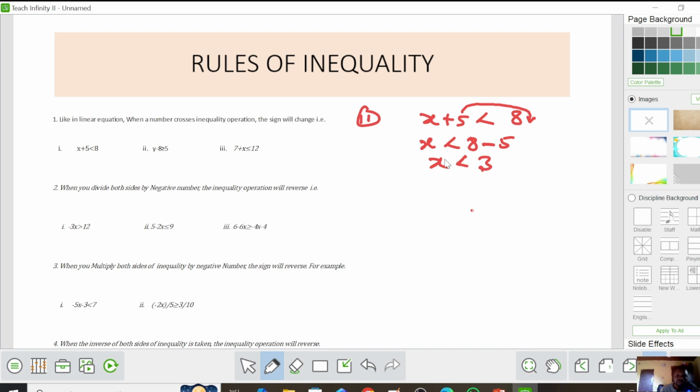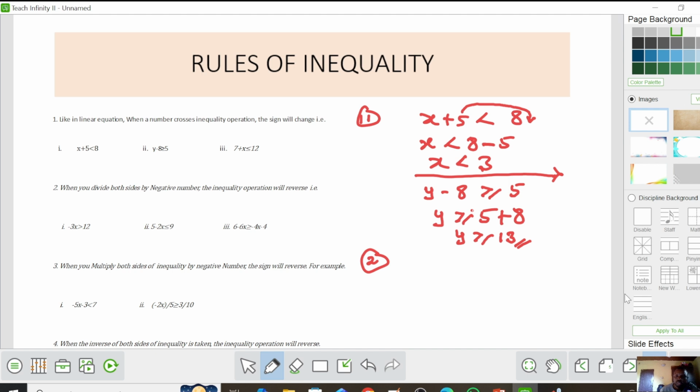All right. So another one is this. For example, I have y minus 8 greater than or equal to 5. This minus 8 will cross the inequality sign. When it crosses the inequality sign, it becomes plus 8. So you have y is greater than or equal to 13. All right. So these are the first rules of inequality.